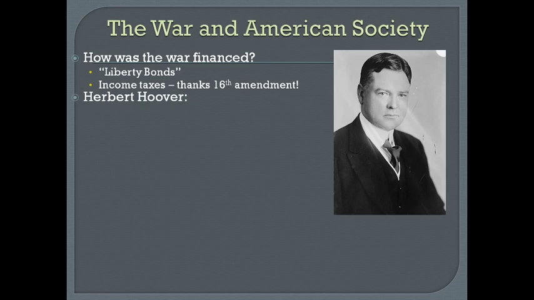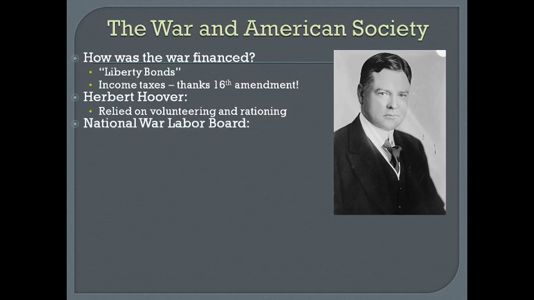One man who definitely gained popularity was Herbert Hoover. He relied on volunteering and encouraged people to ration in order to help the war effort. And then we saw the creation of the National War Labor Board, which was created to resolve labor disputes.